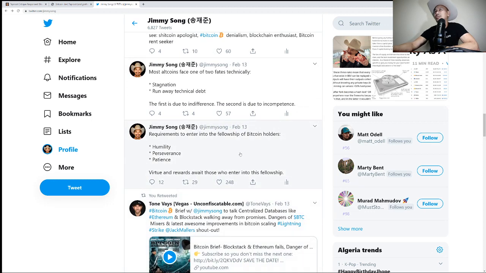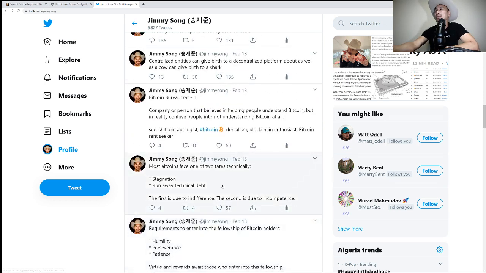Requirements to enter into the fellowship of Bitcoin holders: humility, perseverance, and patience. Virtue and rewards await those who enter into this fellowship. Yeah, a lot of people just refuse to humble themselves and say, okay, Bitcoin was right, and I was wrong. A lot of people also don't have the wherewithal to persevere through all of the ups and downs. And a lot of people just don't have the patience, right? They want to make money now. It's really just saying low time preference, check your ego at the door and hodl.